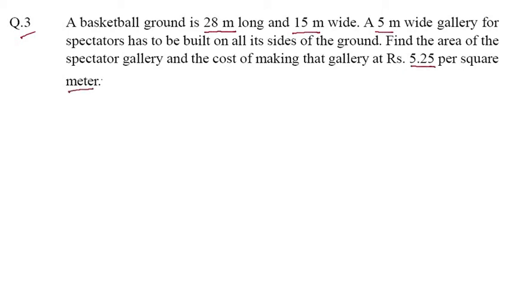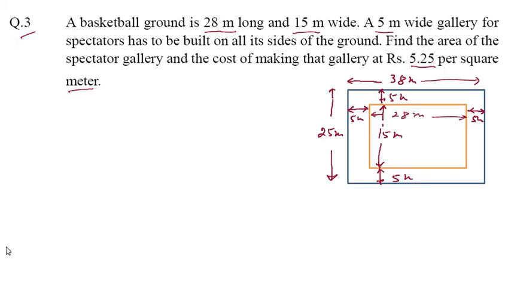So let us start. First of all, we can draw the figure. It is the field diagram. So it is 28 and 15 meters, and outside the 5 meter is the spectator gallery. You can see here the outer dimensions are 38 into 25, and the inner is 28 and 15. So let us find the area of inner field.